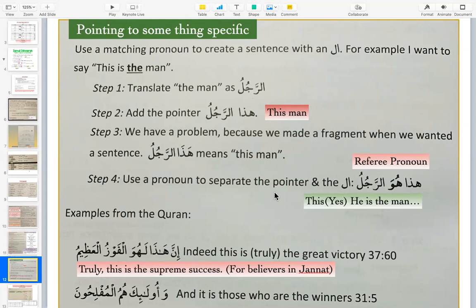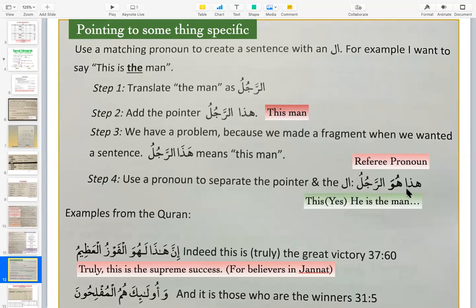So what we need to do over here is bring a pronoun that matches whatever ismul ishara we have. Haza is singular, so I'm going to bring my huwa over here, since huwa is singular. So haza huwa rajulu. When I say haza huwa rajulu, this huwa is my referee pronoun now. Problem is solved. Now I can translate this: yes, he is the man.